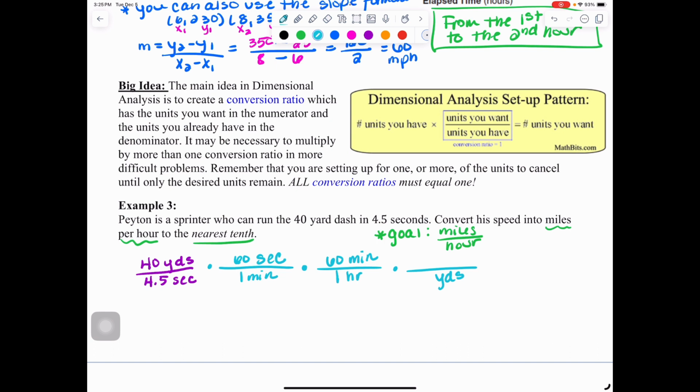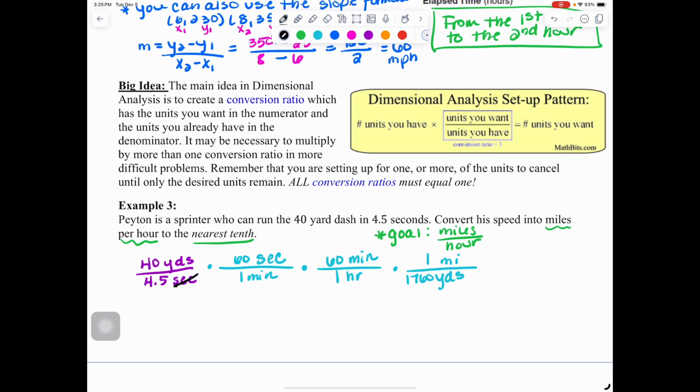And I want them to turn into miles. So miles will be on top. And if I look at my conversion, there are 1,760 yards in 1 mile. So now I think I've set all my ratios up so that everything will cancel. That's what we'll do next.